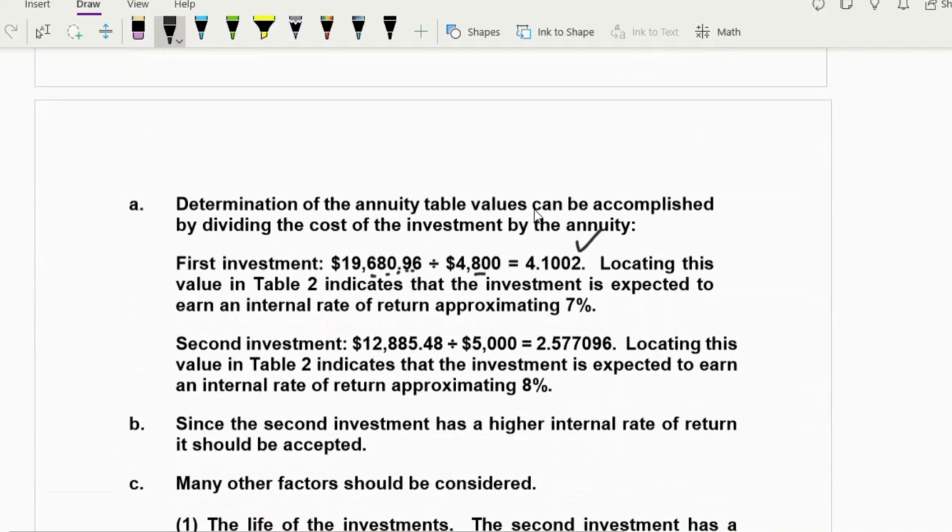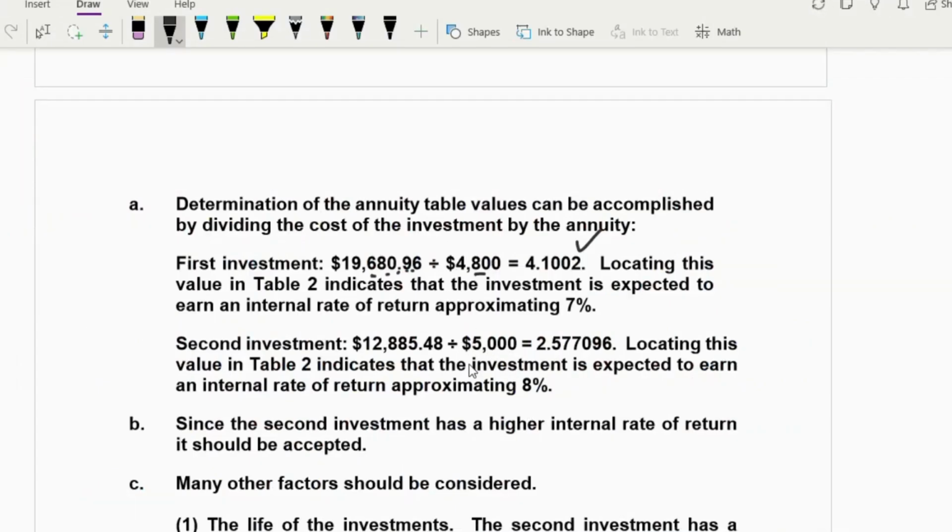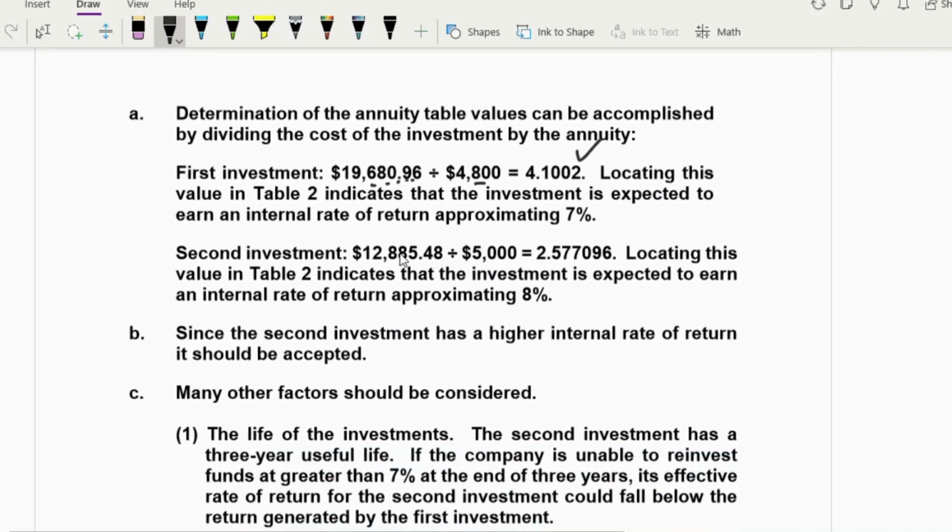So let's go to the table and try to find 4.1002. So this is 5 years, 4.1, where is it? This one, 4.1002. So this is nearby. So 7% is the IRR for the first investment. Okay, or approximately 7%. Second investment, I need to invest 12,885 and it returns me 5,000 every year.